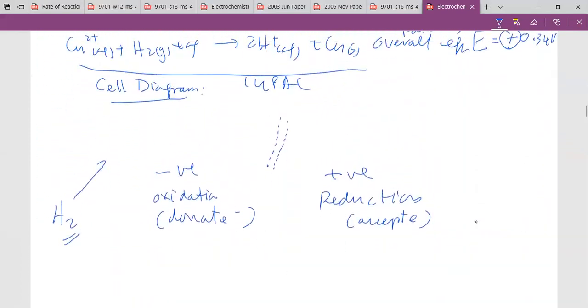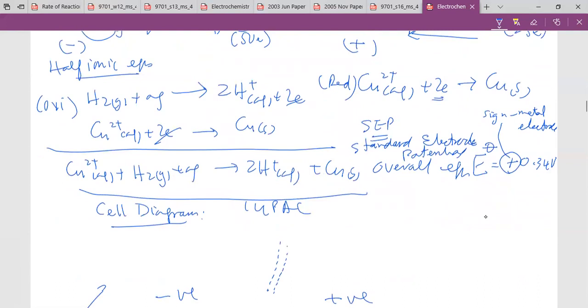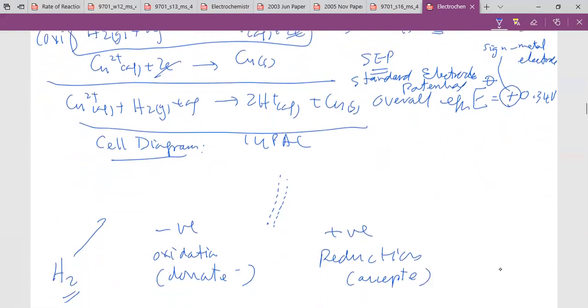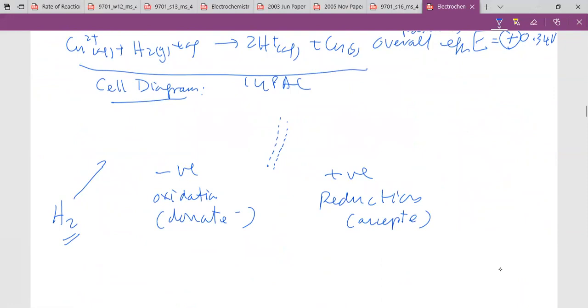So if it's negative, that means this is happening. How to write it? Very simple. That means it will undergo oxidation. So I write here. Now here I do not put a straight line. This represents the platinum electrode. H2 gas becoming H plus.